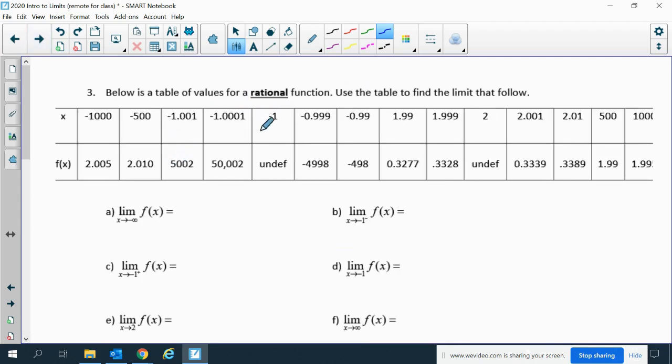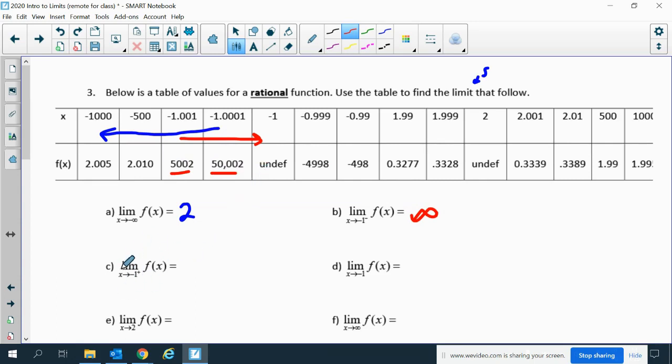Okay, so we have a table of values for a rational function. So a rational function is something that has a numerator and a denominator with polynomials in both. Use the table to find the limits that follow. There should probably be an S there. Limit as x approaches -infinity of f of x. So if we take a look at what happens as we approach -infinity, it looks like it's getting really close to 2. The limit as x approaches -1 from the left. So if we're going to -1 from the left, we're kind of getting close to here. So it looks like that one's approaching positive infinity because these numbers seem to be getting really, really big.